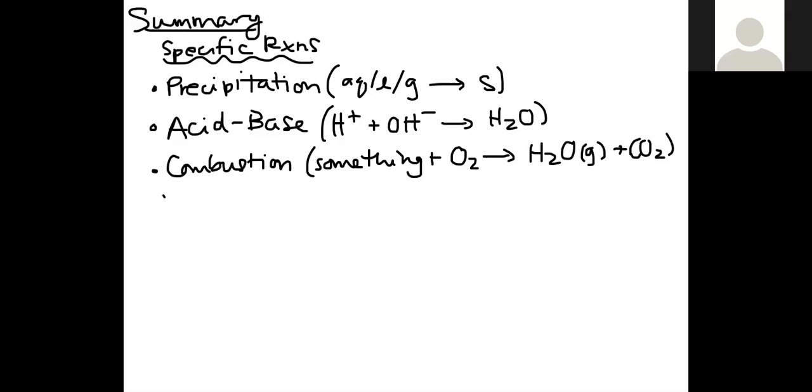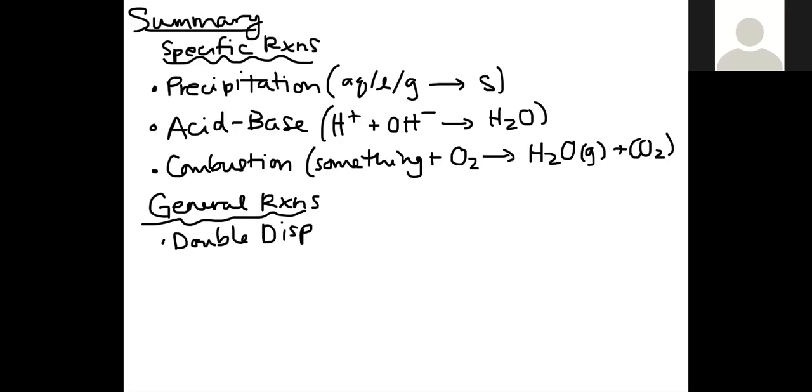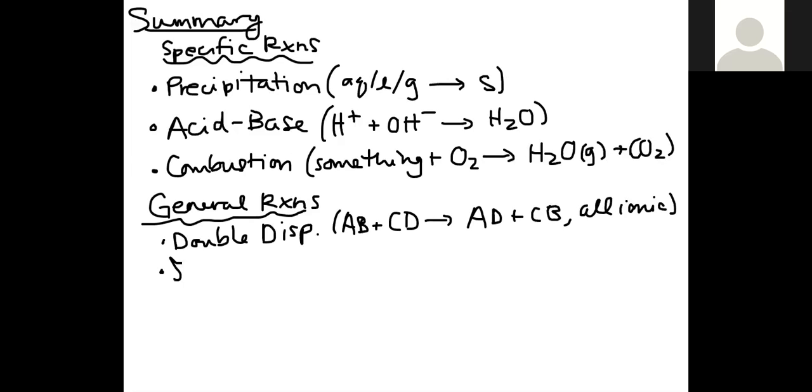And then general types of reactions are double displacement. So AB plus CD goes to AD plus CB, and they are all ionic. Single displacement, A plus BC goes to AC plus B.